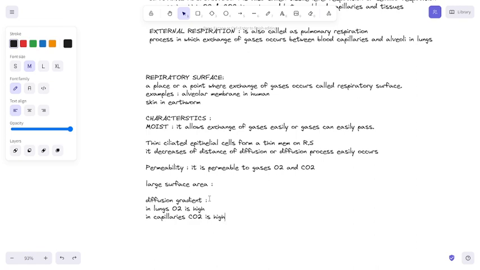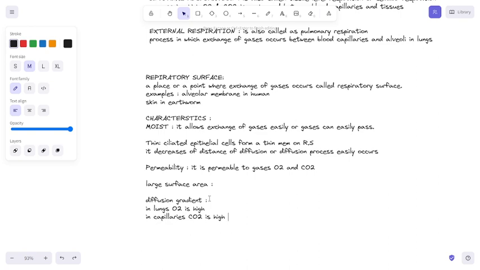If we talk about the diffusion gradient, the oxygen concentration is higher in the lungs and the carbon dioxide concentration is higher in the capillaries, because they are supplying oxygen to our organs and taking deoxygenated blood from the organs. So capillaries have less oxygen and lungs have more.